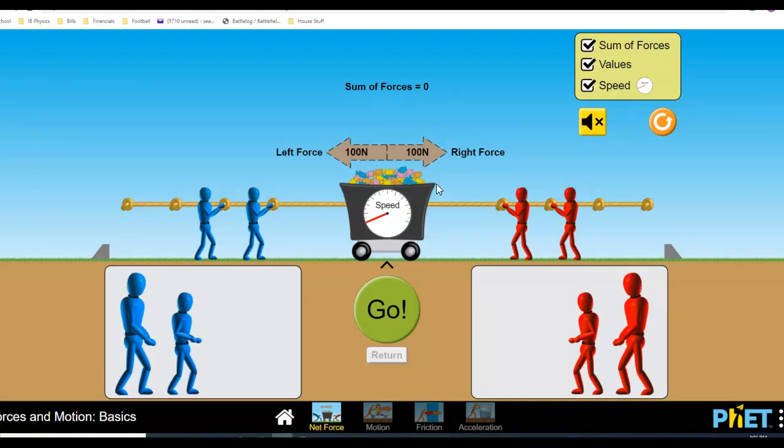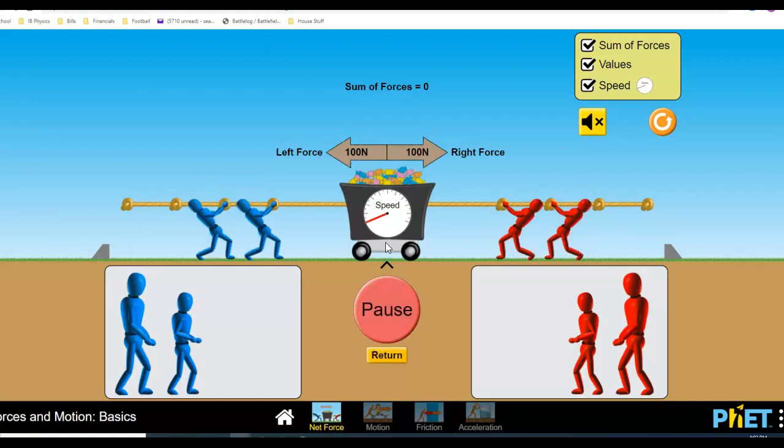Now, this cart is currently at rest. So when I hit go, let's think about what's going to happen because of Newton's first law. Newton's first law says, is the net force 0? Yes. Is the object at rest? Yes. So when I hit go, the object is going to remain at rest. Seems obvious. So I'm going to hit pause again.